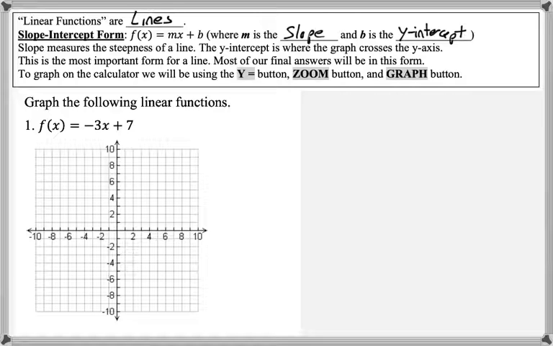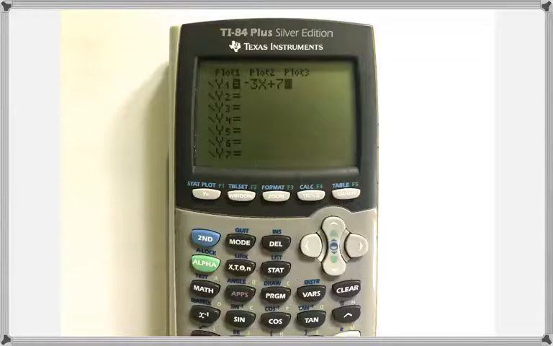And this is the most important form for a line, and most of our final answers will be in this form. So to graph in the calculator, we will be using the y equals button, the zoom button, and the graph button. So I've pressed the y equals button, and I've typed negative 3x plus 7 in my y1.